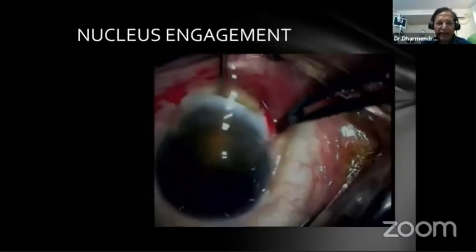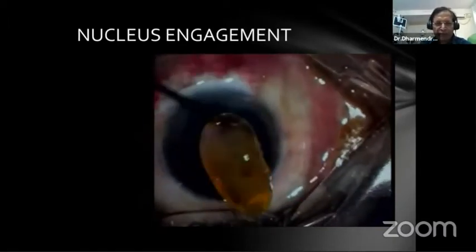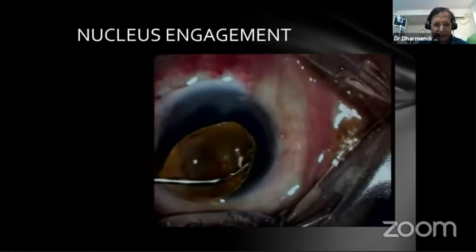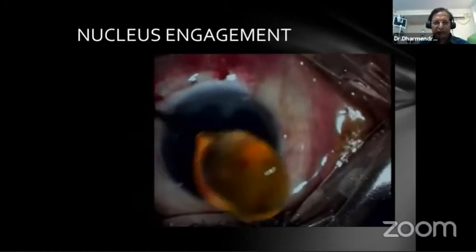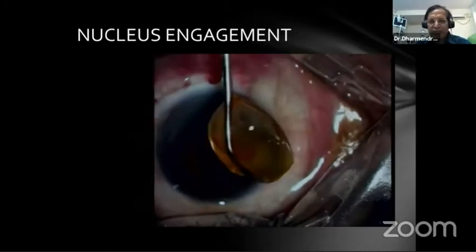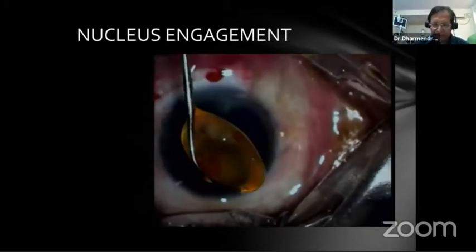And this is how the engagement of the nucleus takes place. Just see, this becomes oval when it comes out because of the incision, and this is how the engagement of the nucleus is showing here. It is not a completely round nucleus, it becomes oval when it comes out from the tunnel.